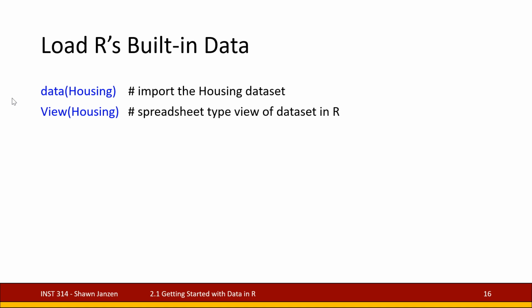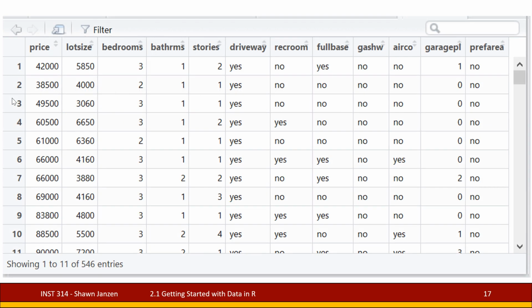We can look at it inside R using the sort of spreadsheet view with the view function. And note, the view in this case is capitalized. R is a case-sensitive language, so capitalization matters. And sometimes there's just some functions you're going to have to remember which ones are capitalized and which ones are not. And when you get error messages, that might just be a reminder of which one you have to deal with. So when I run view on housing, this is what it shows me.